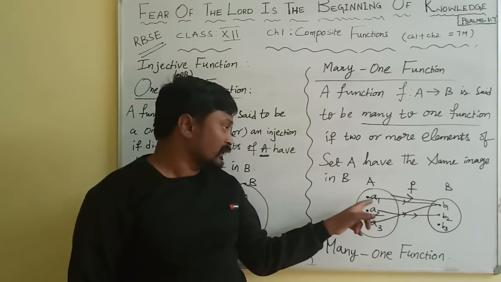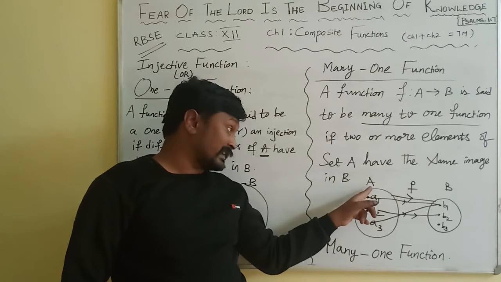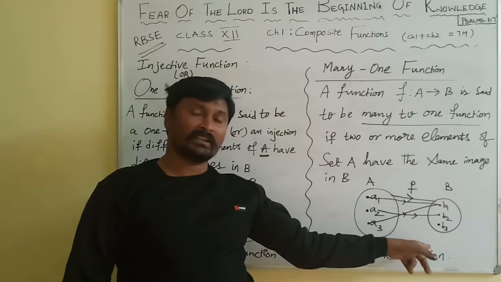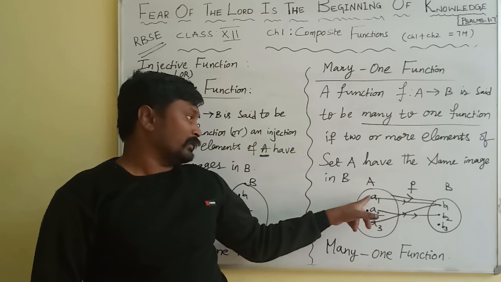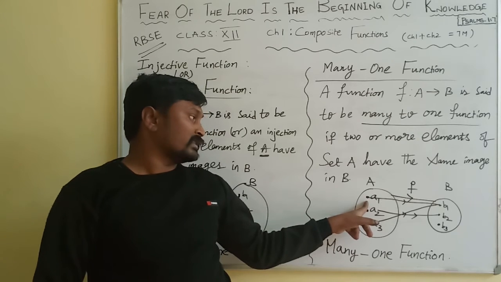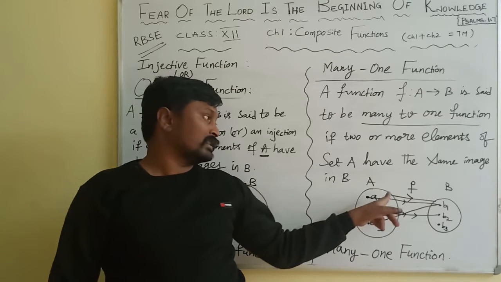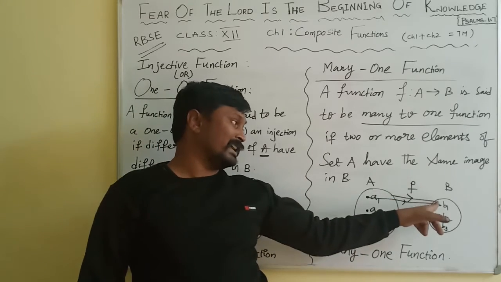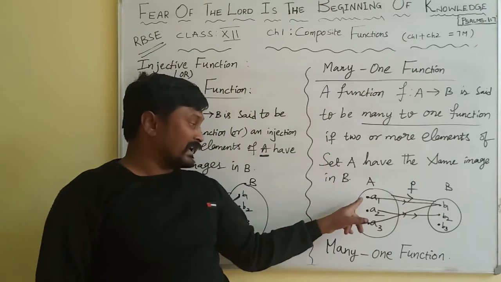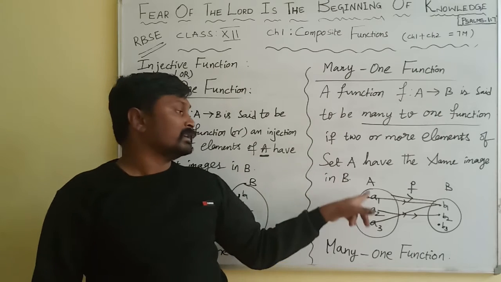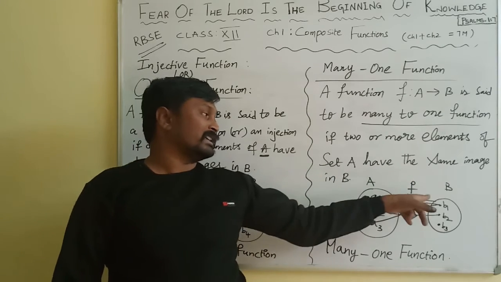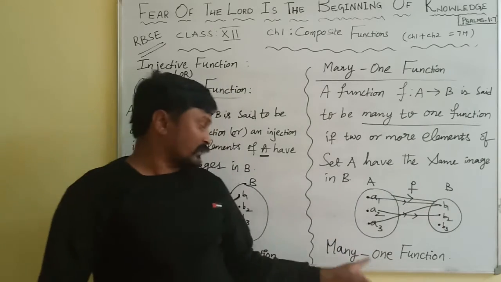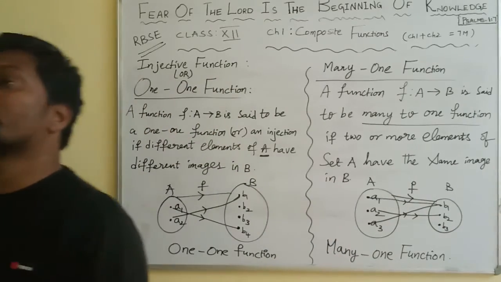Example, check carefully. Set A has the elements A1, A2, A3, set B has B1, B2, B3, and our function is f. Now A1 has a unique relation with B, namely B1. In the same manner, A3 also has the same image, B1. So A1 and A3 have the same image B1 in set B. That's the reason it becomes many-to-one. So this function is called a many-to-one function.